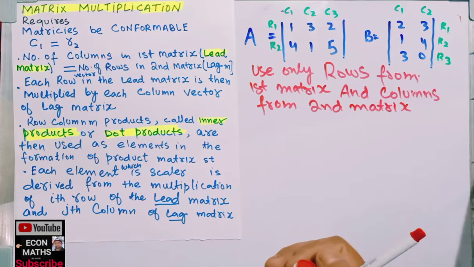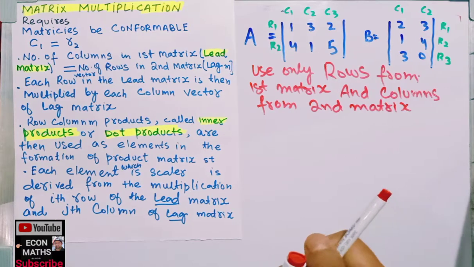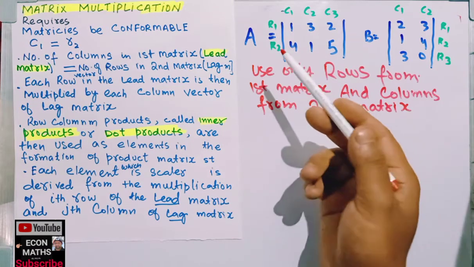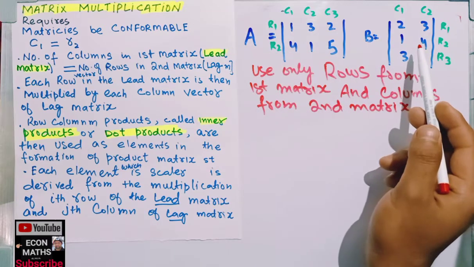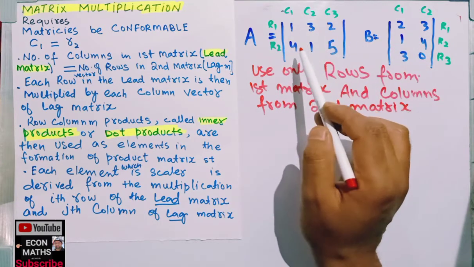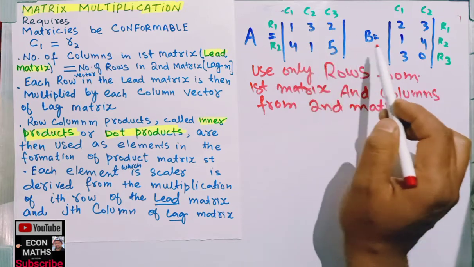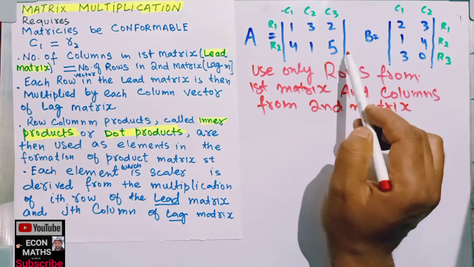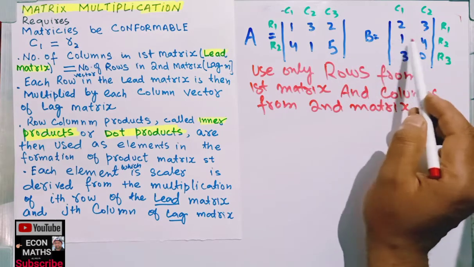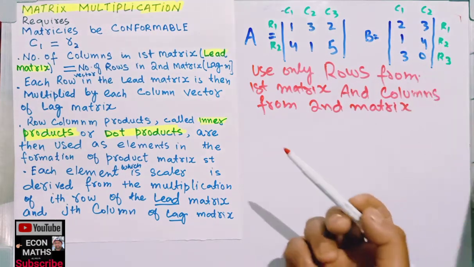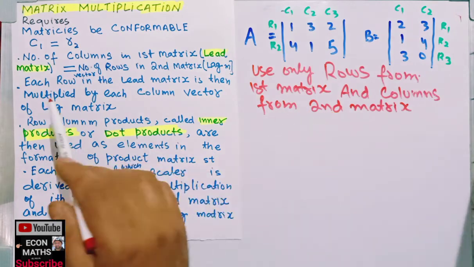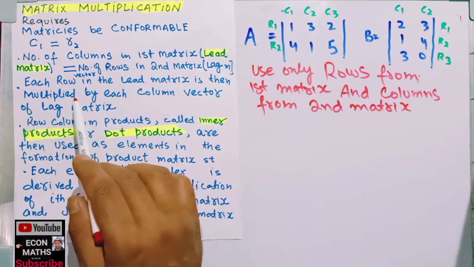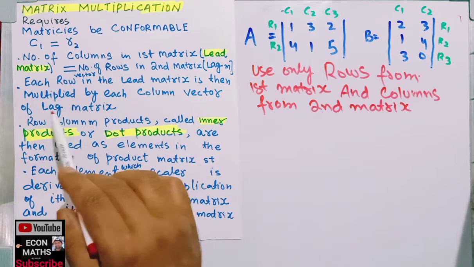Now, after being sure that the two matrices are conformable, we can go for the matrix multiplication. In this case, these two matrices are conformable because the number of columns in the first matrix is equal to the number of rows in the second matrix. Here the number of columns is 3 and here the number of rows is also 3. Now, each row vector in the first matrix, that is the lead matrix, is then multiplied by each column vector of the lag matrix.